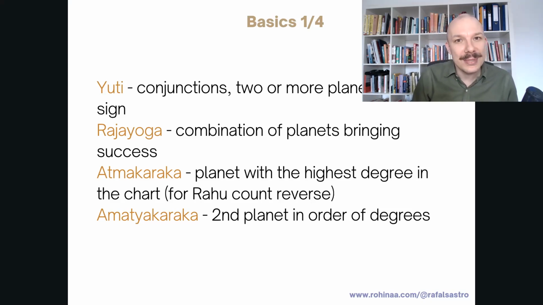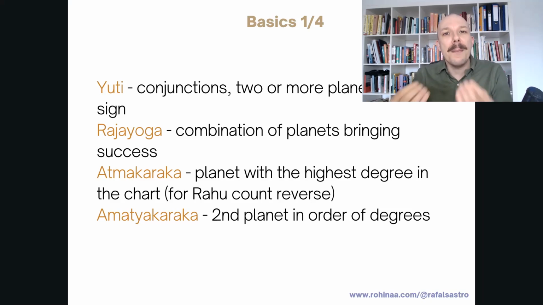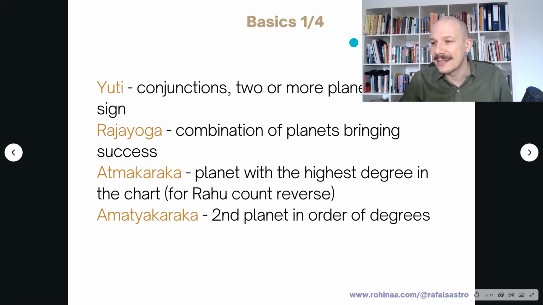So Atmakaraka is the planet with the highest degrees. Amatyakaraka is the second one in the order of degrees. So Atmakaraka is the planet which defines our soul. To be more precise, our spirit, which is something between our soul and our mind. And Amatyakaraka is the planet which shows the career life from the perspective of our soul. So for example, when Atmakaraka and Amatyakaraka, these 2 planets, are together, then it means that the person is very much dedicated to the work, right? Because the soul, which is Atmakaraka, its direction is to the Amatyakaraka.